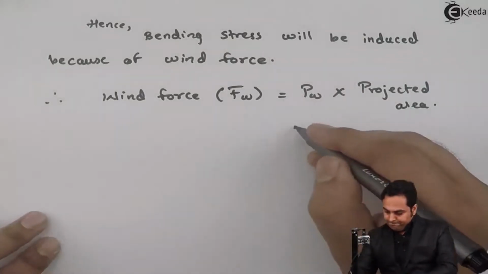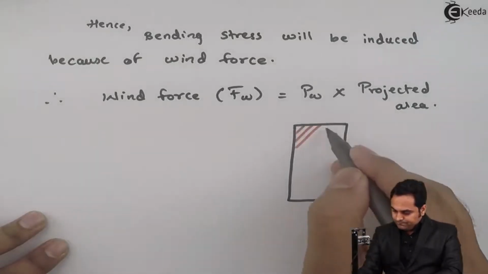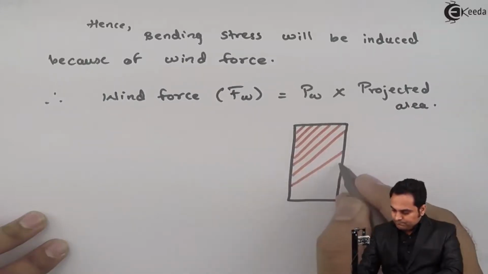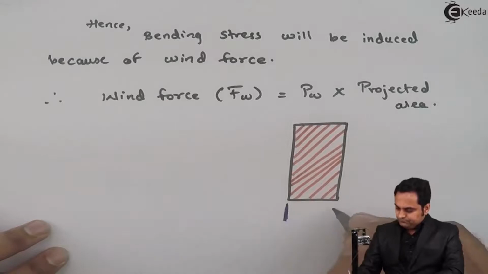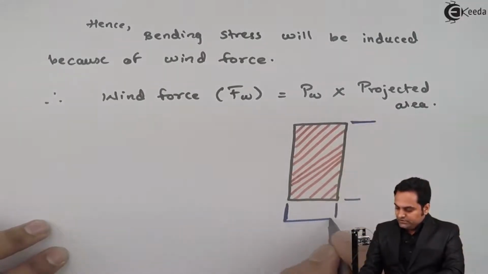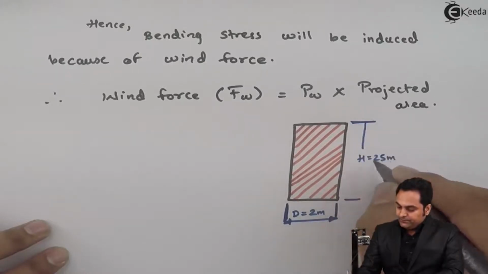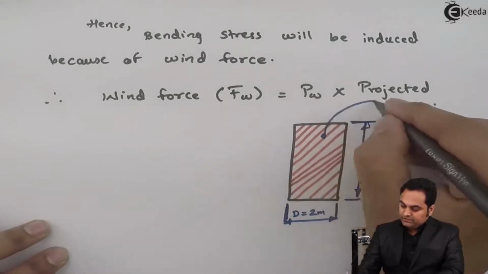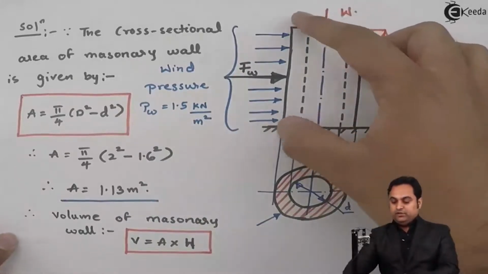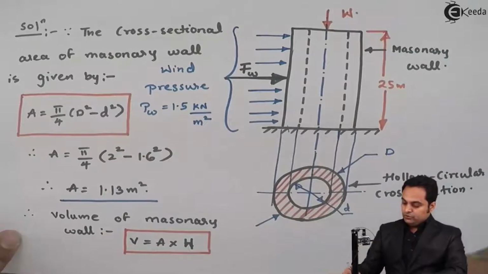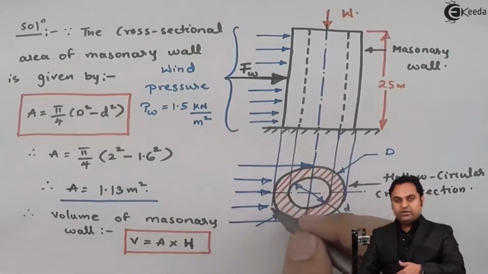Now what is projected area? Now here we have a rectangle whose width is equal to the outer diameter, which is 2 meter, and this height is equal to 25 meter. So this area would be called the projected area, and projected area is the area on which the wind force acts. It is not acting on the cross section but acting on this height and external diameter. So this wind force will be, if I look from the top, it will be up till here. This would be the wind pressure, and because of that there is wind force.